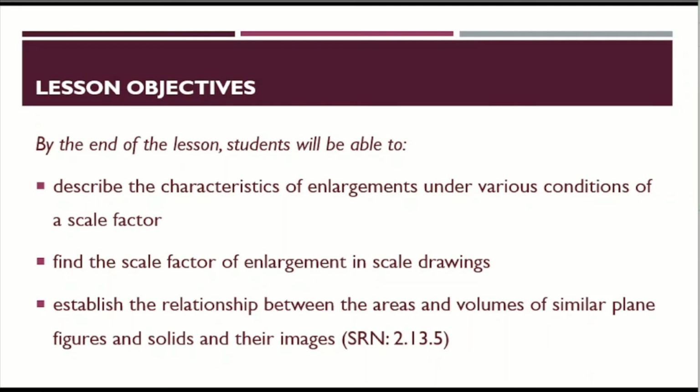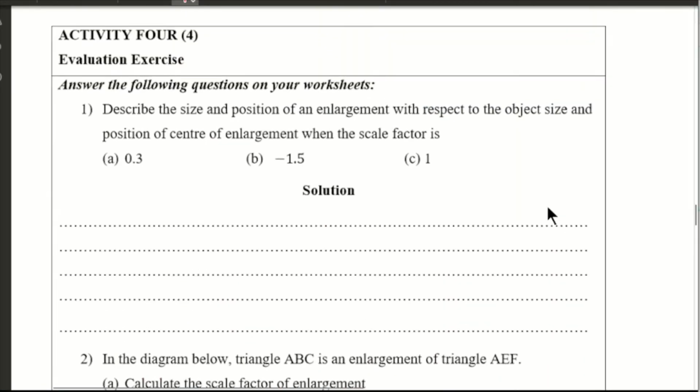So now there is a final exercise on our worksheets. That is activity 4. There are several questions that we can try our hands on to solve. For question 1, it says, describe the size and position of an enlargement with respect to the object size and position of the center of enlargement when the scale factor is A, 0.3, B, negative 1.5, and then C, 1.